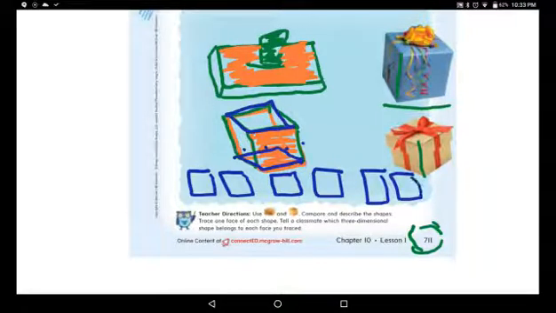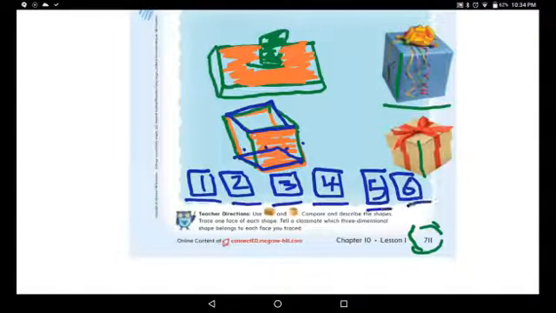How many squares? 1, 2, 3, 4, 5, and 6. So I used 6 squares to make a cube. So this we call a cube. Why a cube? Because I used only squares.